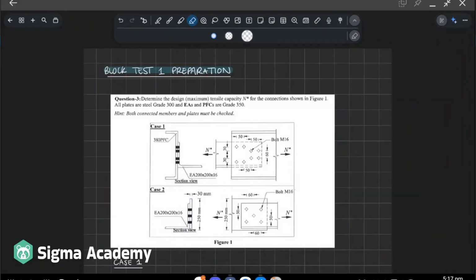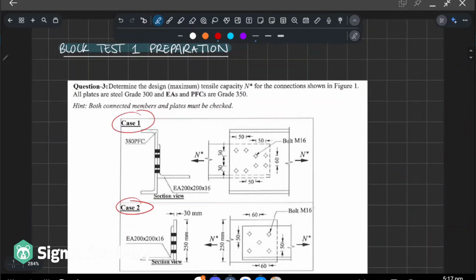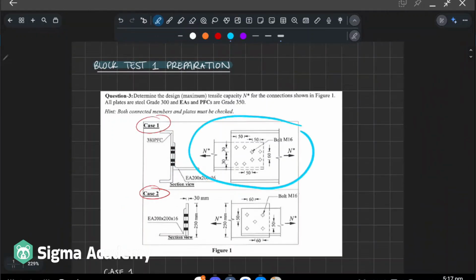Alright, hi. So in today's video, I want to run through a question to do with tension design. If you imagine two cases, let's call it case 1 and case 2. First we have a PFC, which is like a bracket-shaped member, and it's bolted to an equal angle, which is like an L-shaped member. And that's the cross-section that you just saw.